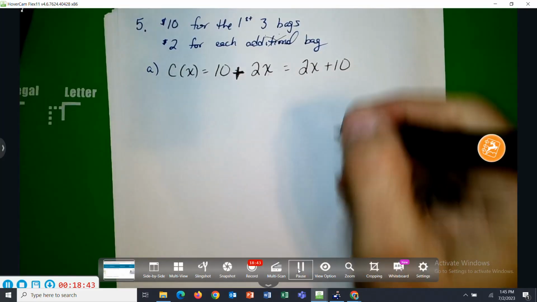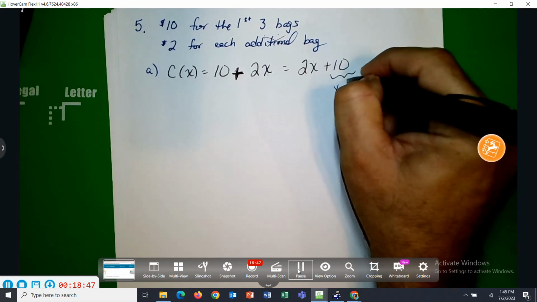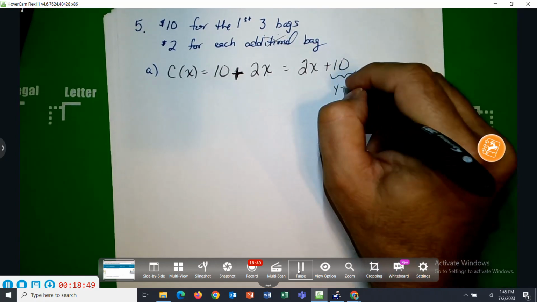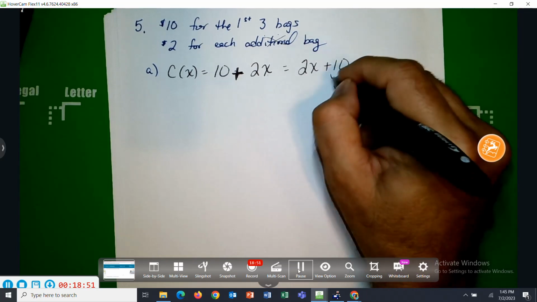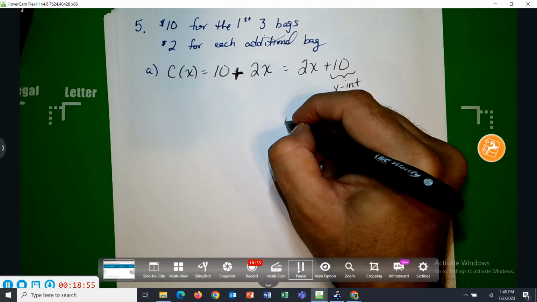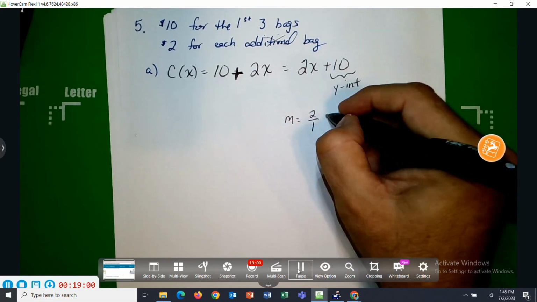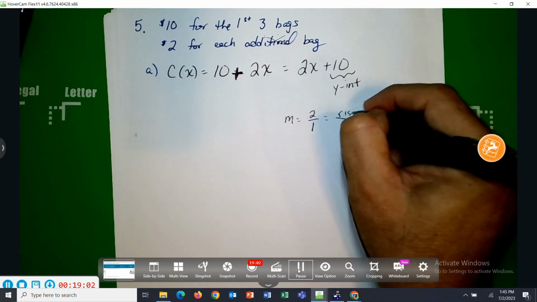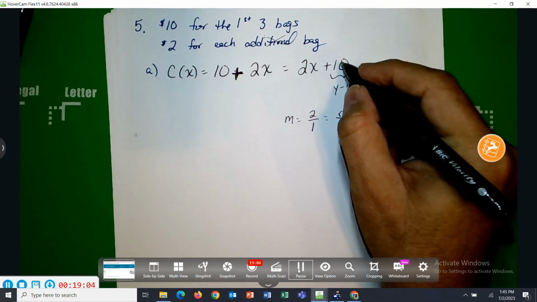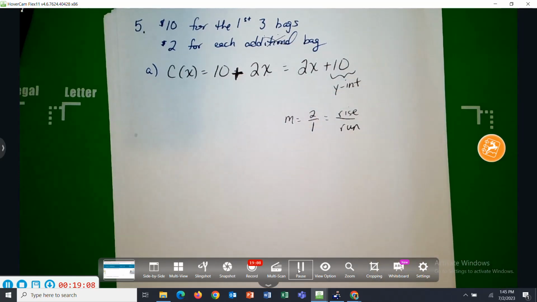Here's how I'm going to graph it. This is the y-intercept, so that means that's what crosses the y-axis. I'm going to plot that point, and then the slope is rise over run. So thinking of 2 as 2 over 1. I'll start at 10 and then go up 2 and over 1.